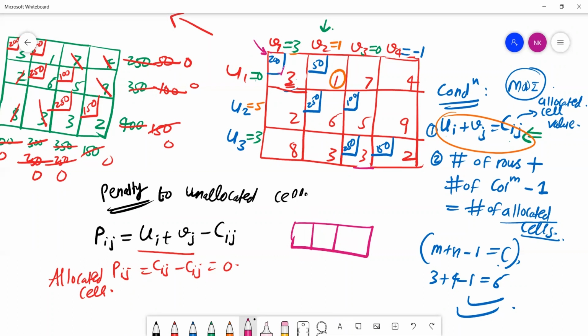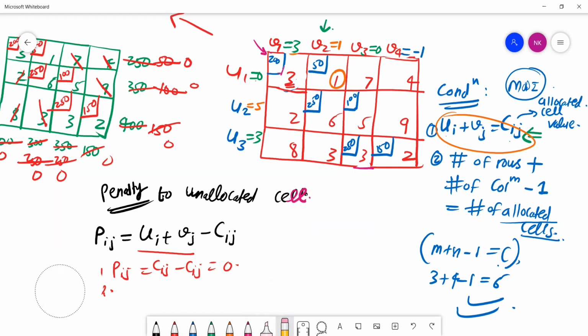And then the person said that, no, it was not me, but it was some other person who was wrongly left out. So the same concept we are applying over here. We are going to give the penalty to the unallocated cell, and because of this penalty, there is a chance that the cell itself speaks out that, no, it was not me, it was some other person who is the allocated cell. So Pij is equal to Ui plus Vj minus Cij.